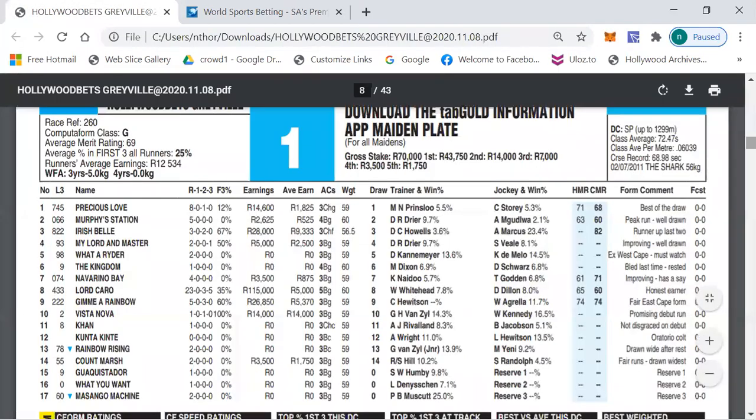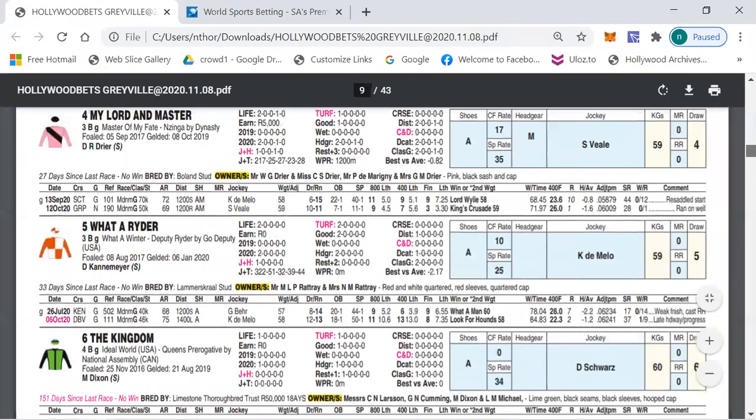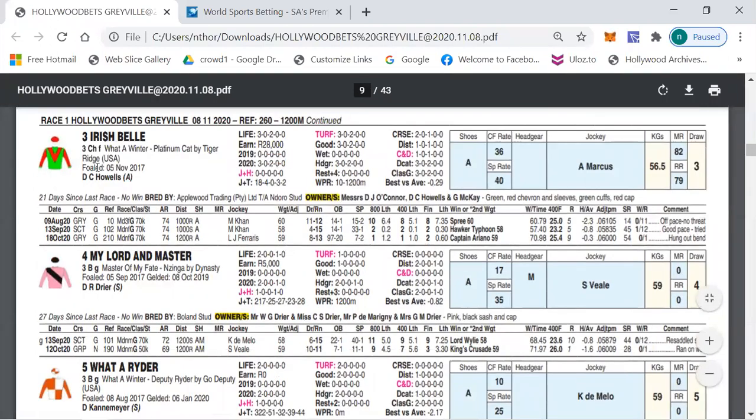Here my first selection is number 3, and this number 3 is Irish Bell, Anton Marcus on board. This horse has had 3 runs. Now, I do believe that it is an above average horse. He won well and has run well since. Then it was just beaten by Walker Typhoon. And last time out, leading over the 1,200 meters at Greyville, it just got run out of it by Captain Adriano, and it was hanging.